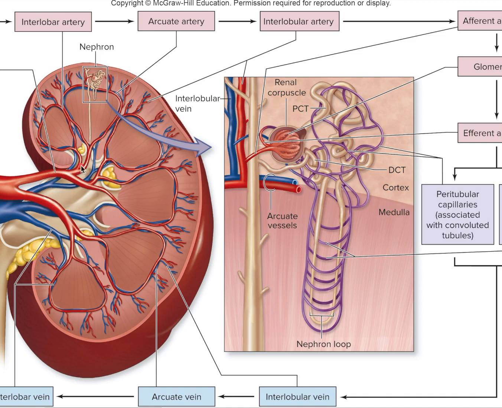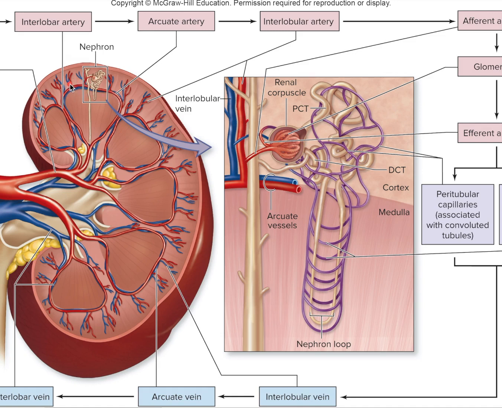So then these segmental arteries are going to split up and run in that column there. And where they run between the columns is called the interlobar artery. And then at the base of the pyramids, the long end of the pyramids, the artery will wrap around and anastomose with the other side and become the arcuate artery.